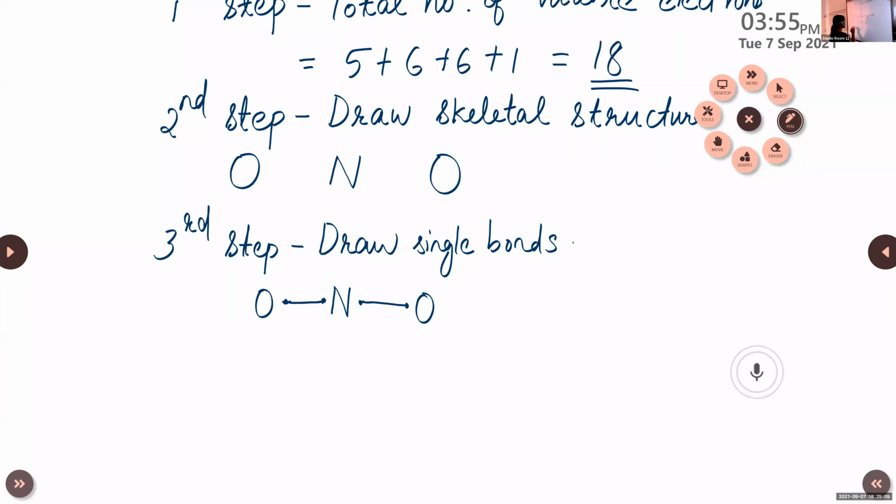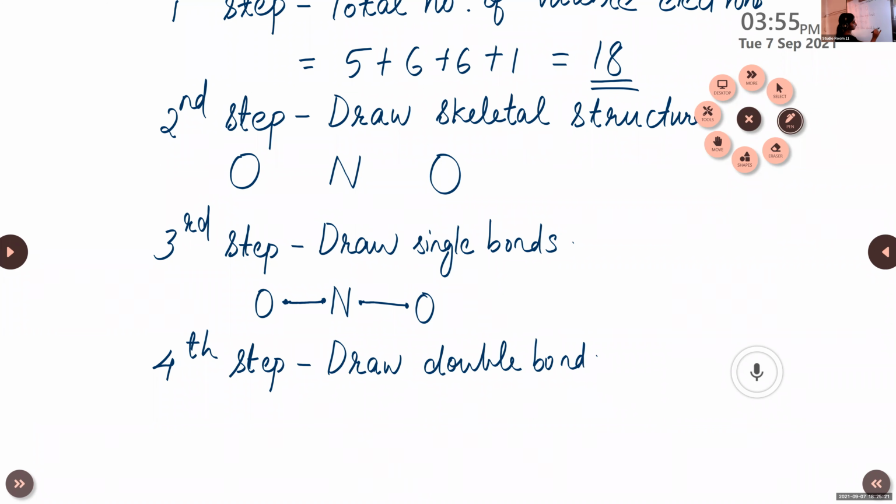Third step. Then we are moving to the fourth step. Draw double bonds or lone pairs. Lone pair means the electrons that are not involved in any chemical bonding. That is considered a lone pair of electrons. Draw double bonds or lone pairs.